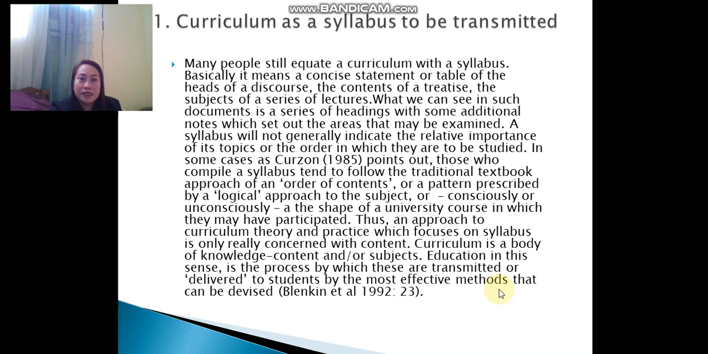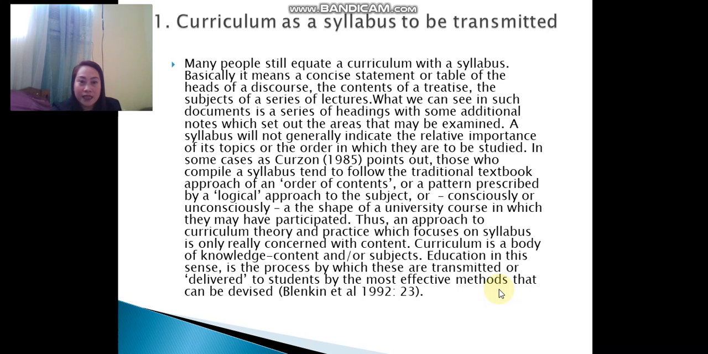Many people still equate a curriculum with a syllabus. Basically, it means a concise statement or a table of heads of a discourse, the contents of a treatise, the subject of a series of lectures. What we can see in such a document is a series of headings with some additional notes which set the areas that may be examined. A syllabus will not generally indicate the relative importance of its topics or the order in which they are to be studied.